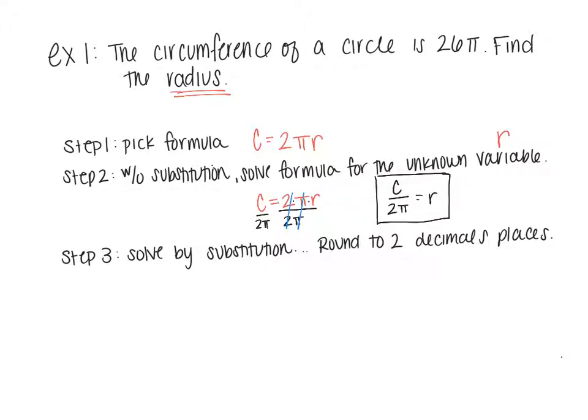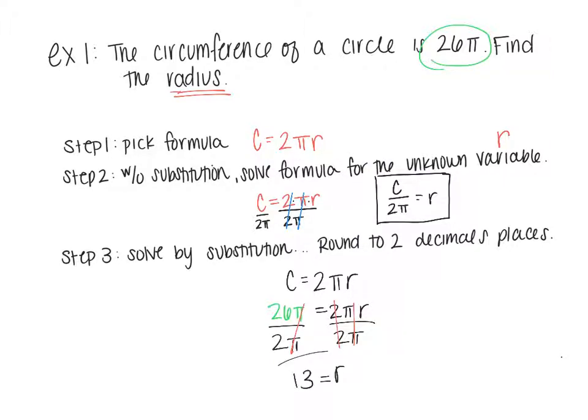Then in step 3, it'll say solve by substitution. This is where you're actually going to plug in your numbers. So I know that the circumference is 26 pi. So where there was a c, I'm going to replace it with 26 pi and then solve for r. So I'm going to divide by 2 pi, divide by 2 pi. The pi's will cancel, and then I will just have 26 divided by 2. So I will get an answer of r equals 13. 13 what? Well, it'll be whatever the unit is. And in this case, it didn't give me a unit, so it's just 13 units.